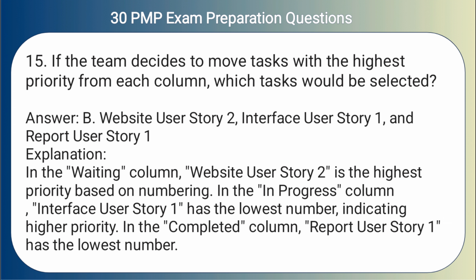Answer. B. Website User Story 2, Interface User Story 1, and Report User Story 1. Explanation. In the waiting column, Website User Story 2 is the highest priority based on numbering. In the In Progress column, Interface User Story 1 has the lowest number, indicating higher priority. In the completed column, Report User Story 1 has the lowest number.